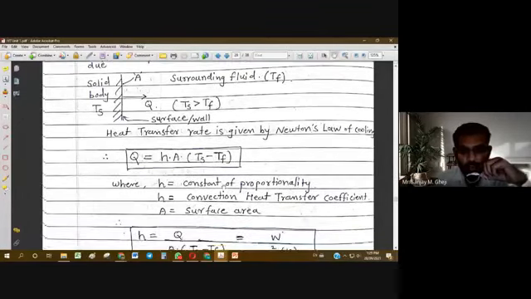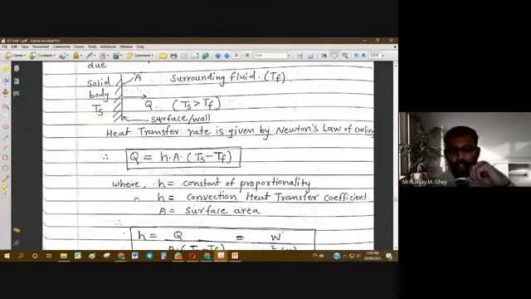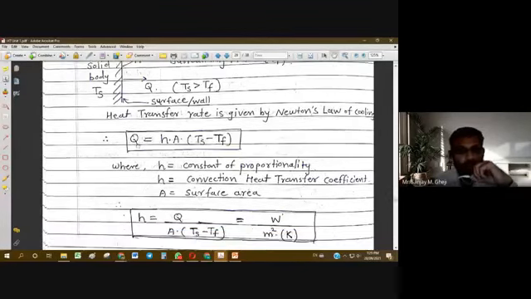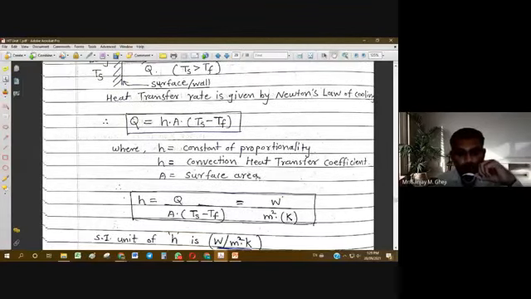So H is the constant of proportionality. H is also known as the convective heat transfer coefficient. Just like we have the new term called conductivity K in conduction, in convection we have heat transfer coefficient H. So Q is equal to HA delta T. This is the basic equation of convection. Any convection heat transfer will be given by this basic formula. Q is equal to HA into delta T, that is temperature difference. Then A is surface area.